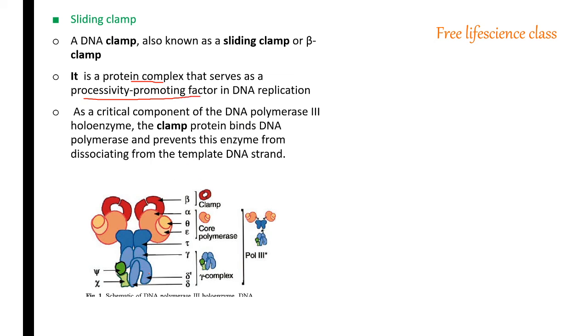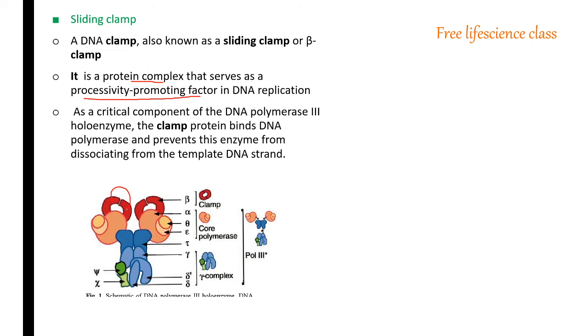You can see that the DNA polymerase 3 holoenzyme is given in this figure. This red colored part is the sliding clamp or beta clamp. This is the core enzyme. The core enzyme consists of alpha subunit, theta subunit, epsilon subunit, and the gamma complex consists of gamma unit, delta prime, delta, then psi unit and chi unit. These make up the holoenzyme of DNA polymerase.